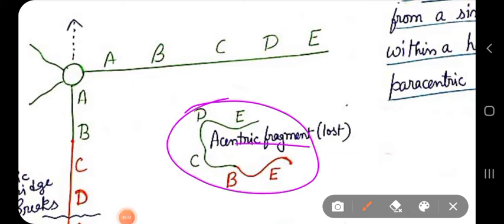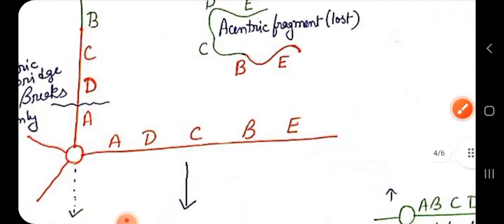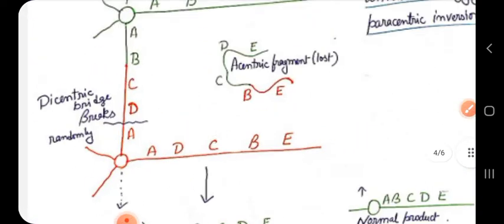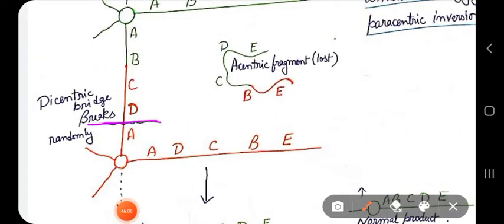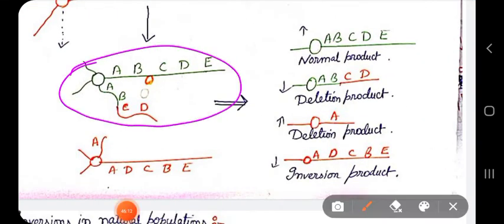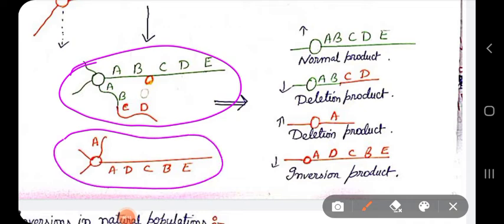So this acentric fragment will eventually be lost. They will fail to pair with the chromosomes and fail to distribute among the gametes. As a result, random breaks will occur. Here I have shown the breaks in the regions between D and A, and that's why we get this one, where there is a duplication and a deletion product.